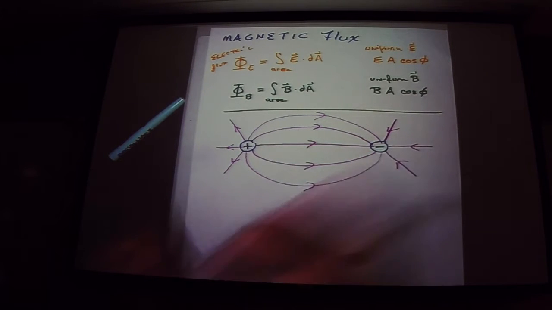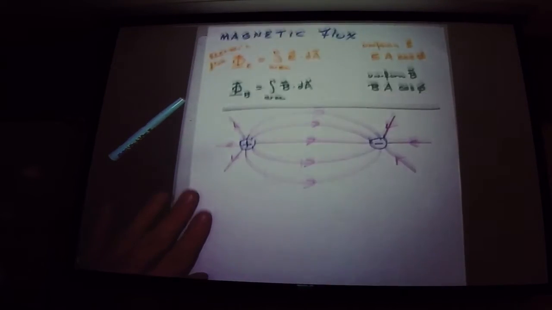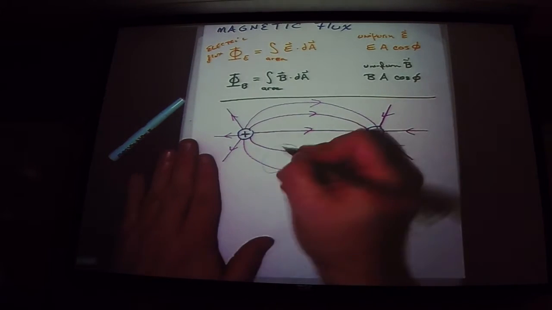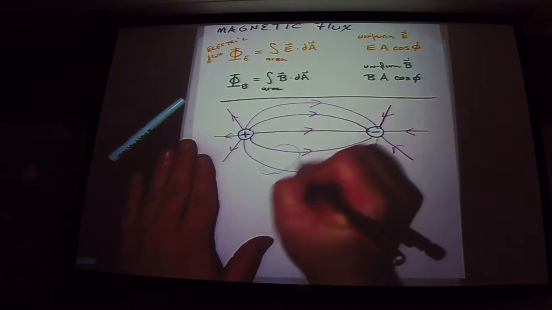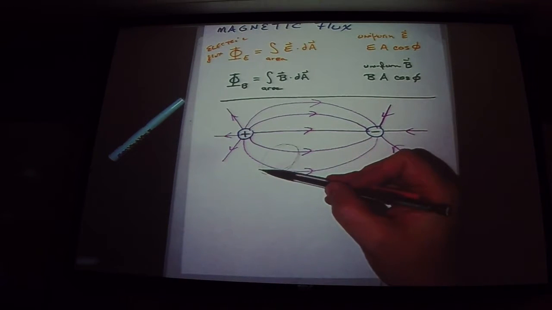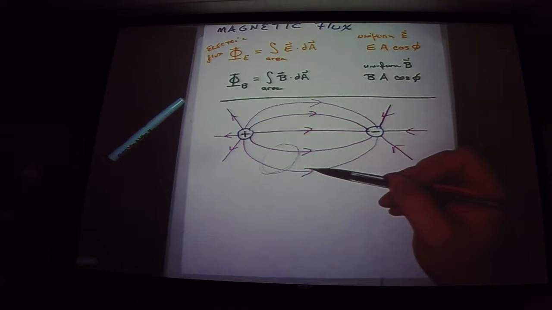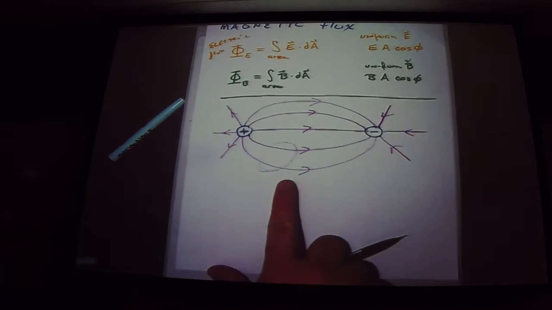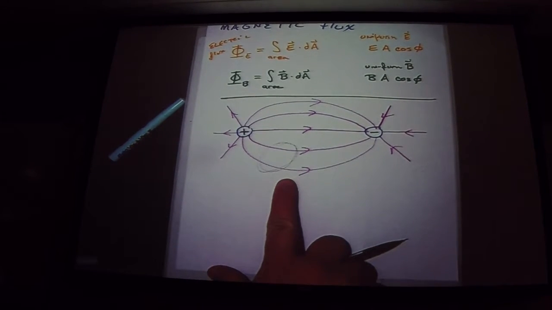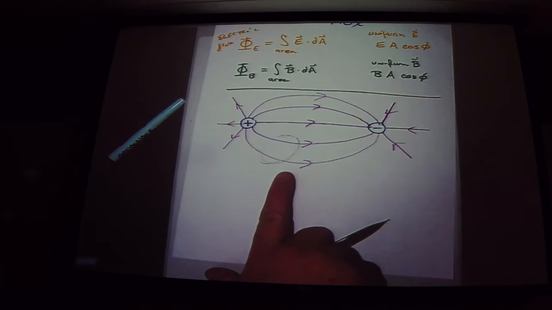Notice if I put the closed area down here, that's my closed area. Notice that the same amount of electric field lines go into that area as come out of that area. So the total electric flux through that area would be 0. This is kind of review, but it's been about 6 weeks.